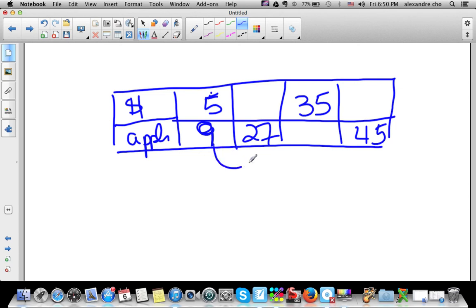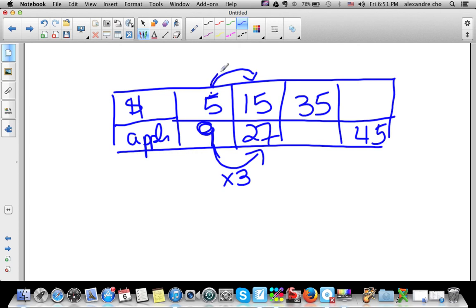What happens when I buy 27 apples? How much do I have to pay? Well, from 9 to 27, it's an increase of times 3. So my price has to change by an increase of times 3. So instead of paying $5, I will now pay 15. Okay.